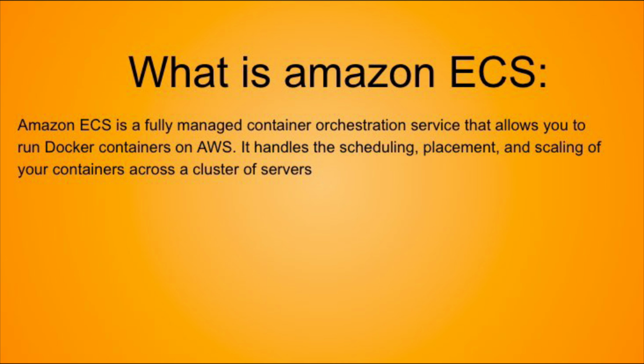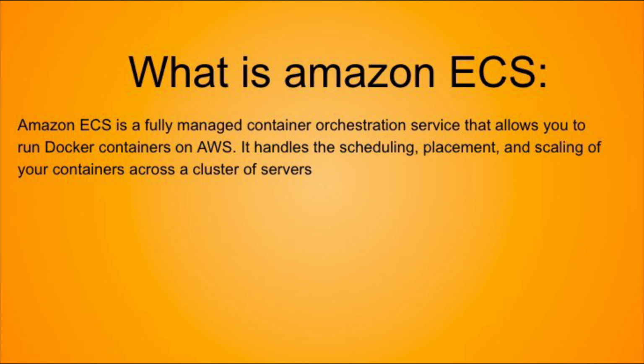So Amazon ECS is a fully managed container orchestration service that allows you to run Docker containers on AWS. It handles the scheduling, placement, and scaling of your containers across a cluster of servers. Think of it like a smart manager for your containers. You tell ECS, I need 10 copies of this container running, and ECS figures out where to place them, monitors them, and replaces them if they fail.